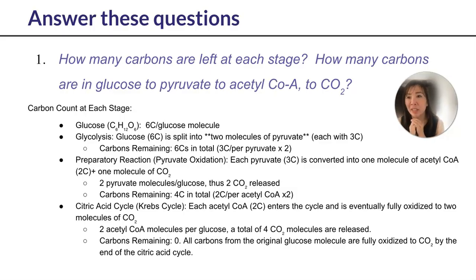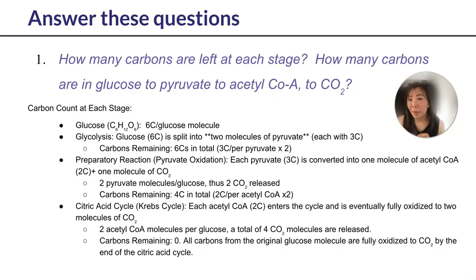The next stage is the preparatory reaction. The goal of this reaction is to convert the pyruvate into acetyl-CoA. That's our end goal. We take the 3 carbon molecule and convert it into a 2 carbon molecule that we add onto coenzyme A, forming acetyl-CoA, and we release a CO2 molecule in that process. We do this twice because we have 2 molecules of pyruvate. So remaining is 4 carbon, 2 carbon plus 2 carbon from acetyl-CoA twice.